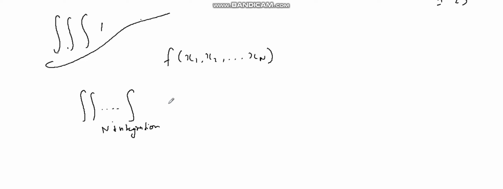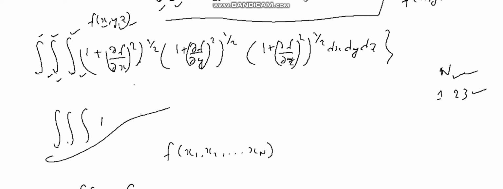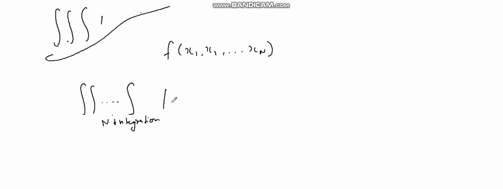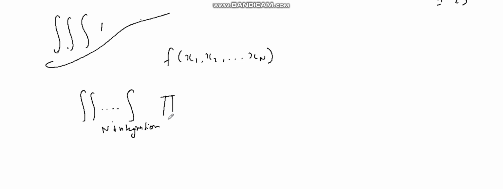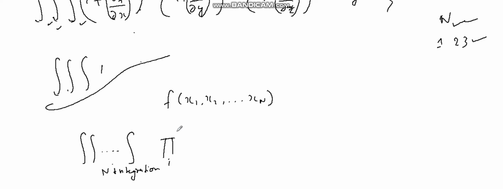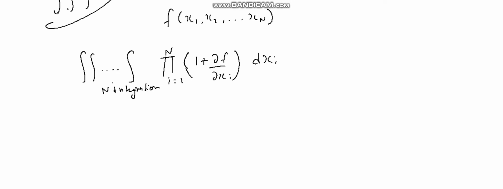So what we can do instead is just write it like this. This symbol is not a pi, actually. This is the multiplication of the function 1 plus del f by del x_i, with i moving from 1 to n, and we're going to have dx_i.